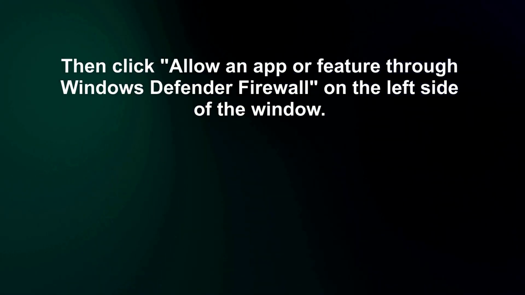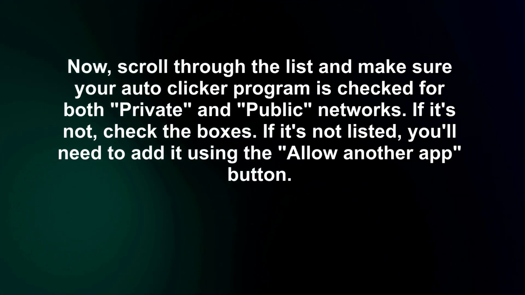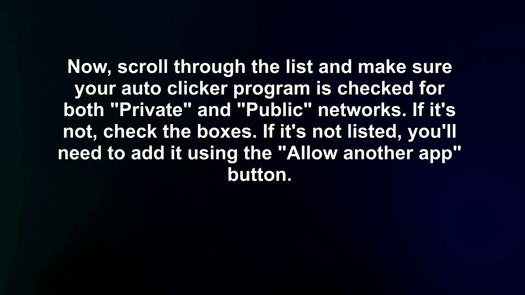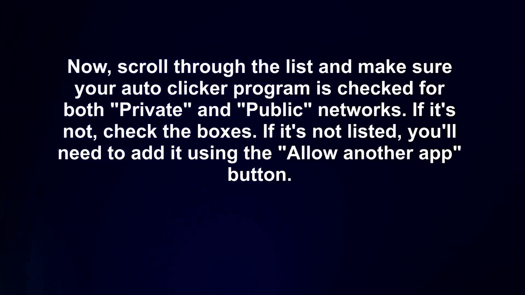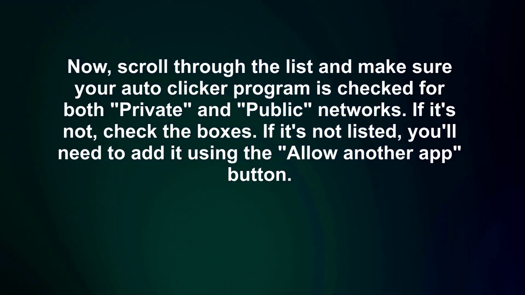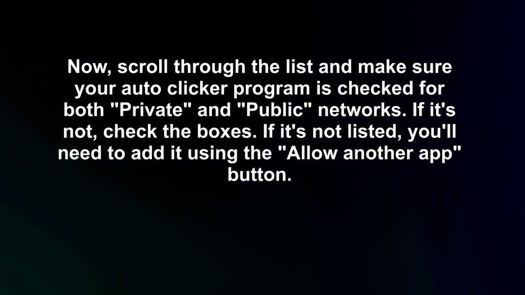Then click Allow an app or feature through Windows Defender Firewall on the left side of the window. Now, scroll through the list and make sure your auto clicker program is checked for both private and public networks. If it's not, check the boxes. If it's not listed, you'll need to add it using the Allow Another App button.